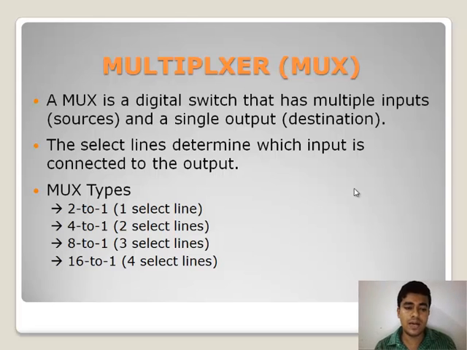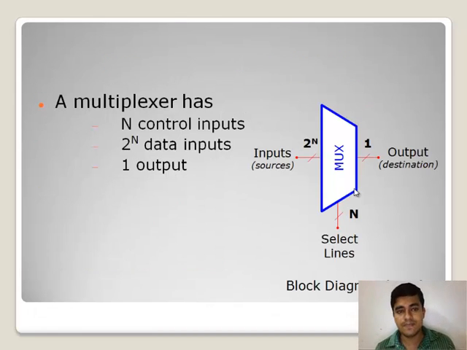There are different types of multiplexer, or mux. The multiplexer is formally known as mux. It has different types, that is 2 to 1, 4 to 1, 8 to 1, 16 to 1. Means it is also called a 2 to 1, 4 to 1, 8 to 1 or 16 to 1 multiplexer. There are 1, 2, 3, 4 different select lines for a particular mux.